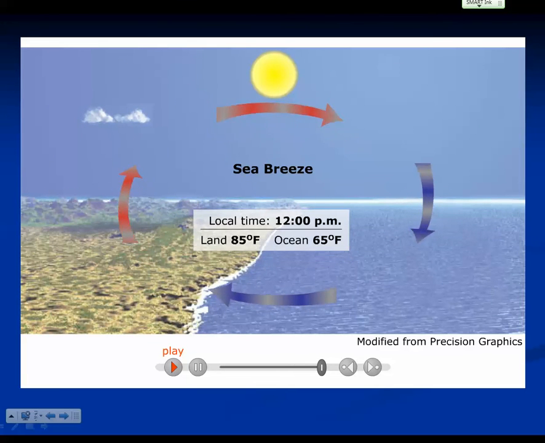All right, hope you guys get the breeze idea. It really is a breeze if you think about it. And we're going to draw some of these and practice some more. But right now we are done for the day.